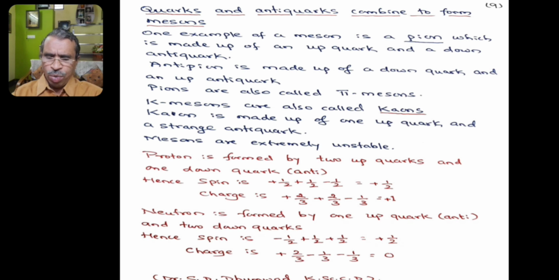Similarly, the neutron is formed by 1 up quark and 2 down quarks. Here the spin is minus half plus half plus half, giving plus half. The charge is plus 2 by 3 minus 1 by 3 minus 1 by 3, which gives 0.